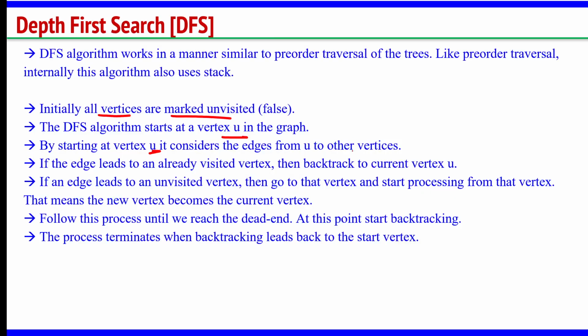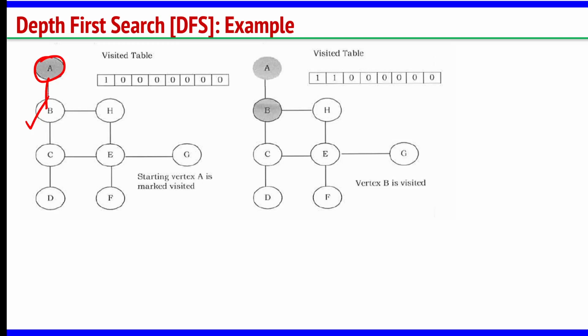Then, if the edge leads to an already visited vertex, then backtrack. Go and check the table: is it 0 or 1? Is it 0 only? Then visit it. If it is 1, again come back, backtrack. So, from A, I go to B, because B was not visited, B was containing 0. So, I visited B like this.